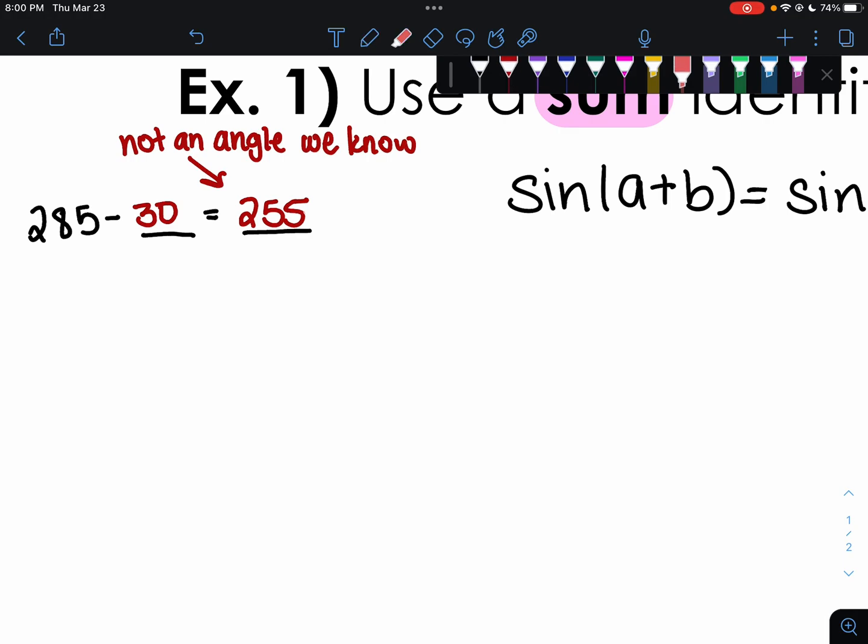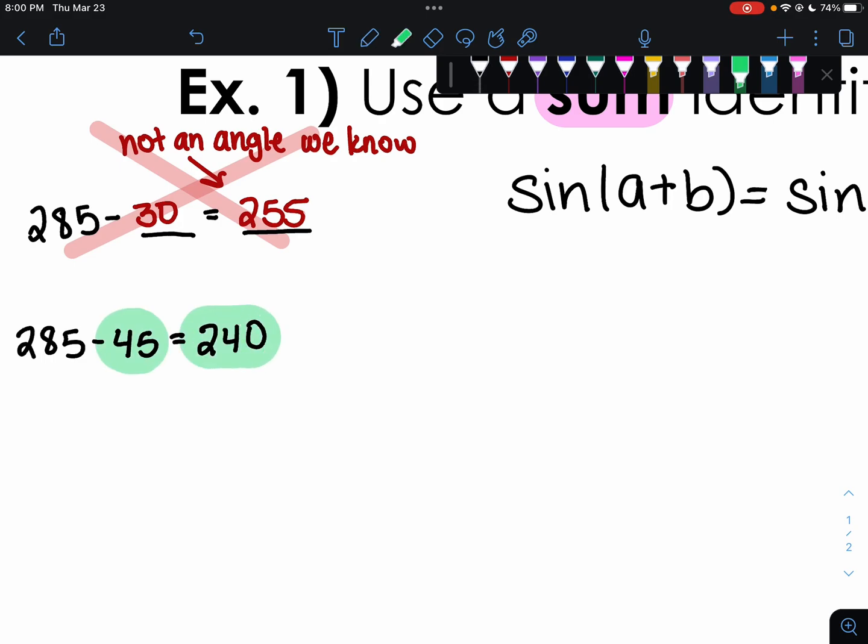So this one is not going to work for us. So we move on to the next angle. We can try 45 degrees. When I subtract 45 from there, I get 240. 240 is an angle we know, so we could use this. If you did not know 240, you could have moved on and tried 60. And when we subtract 60, we get 225.